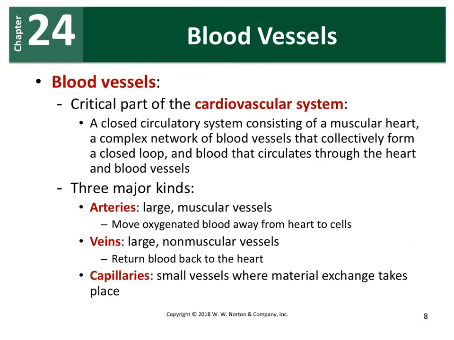There are large muscular vessels. These are arteries. These move oxygenated blood away from the heart. They're under pressure, and that's why they are muscular. The veins are large non-muscular vessels, and they return the blood that's depleted of oxygen back to the heart, where it will then be shunted to the lungs to pick up more oxygen. There are different size arteries. The biggest artery is the aorta.